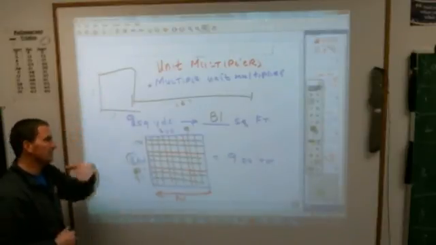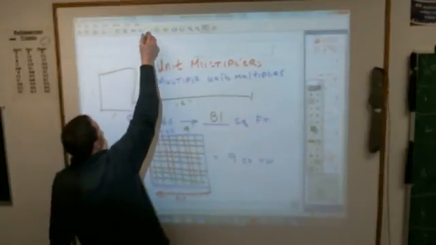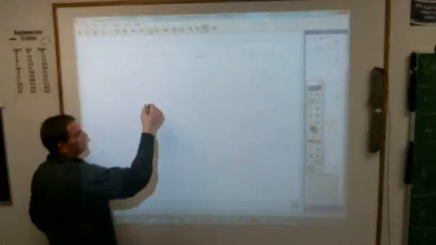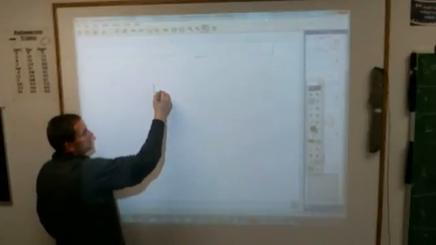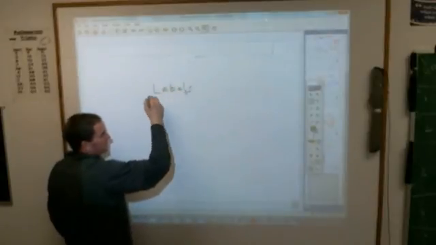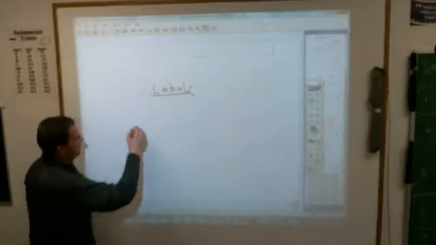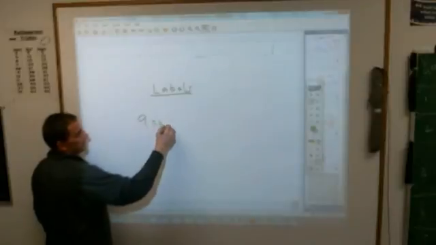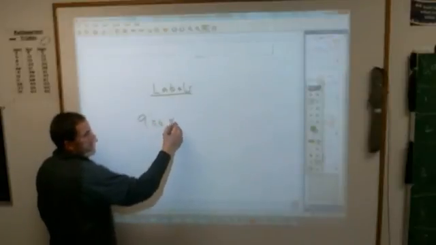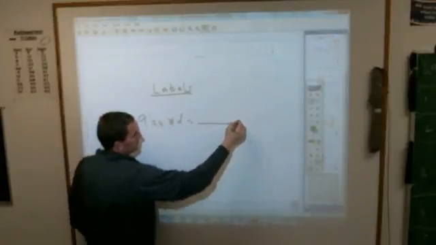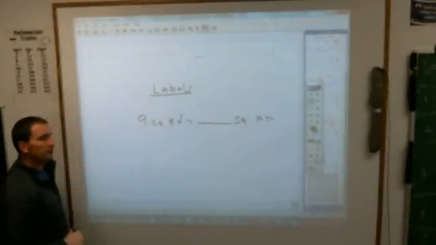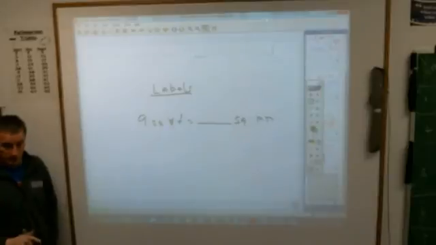Now you ask, what does that have to do with unit multipliers? Thank you for asking that. See, because unit multipliers is based on labels, watch and see how this works. Let me go back to my 9 square yards, converting that into square feet. Remember, unit multipliers is all about getting labels to cross off.